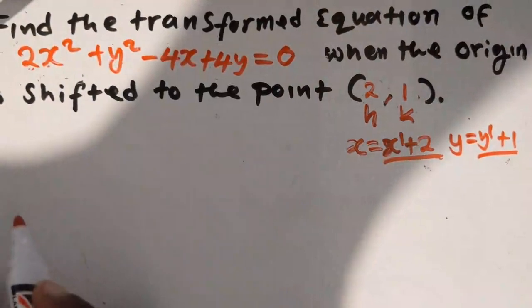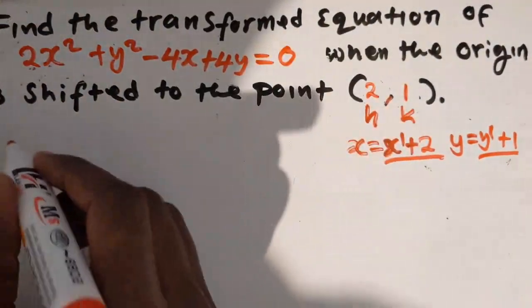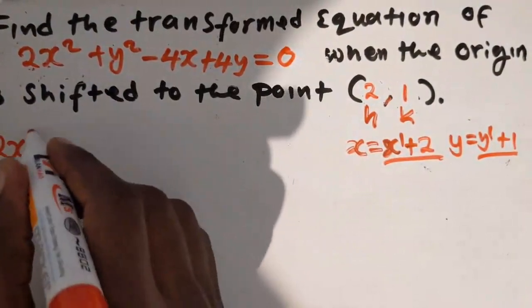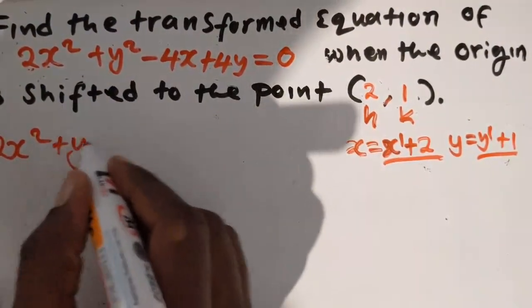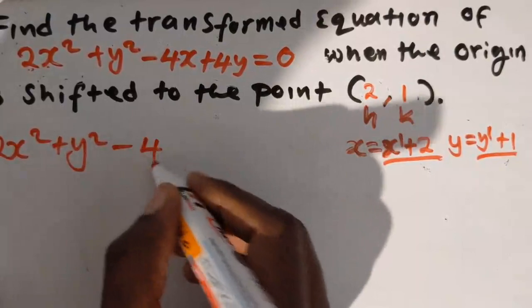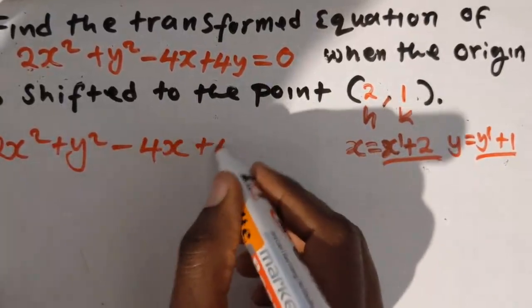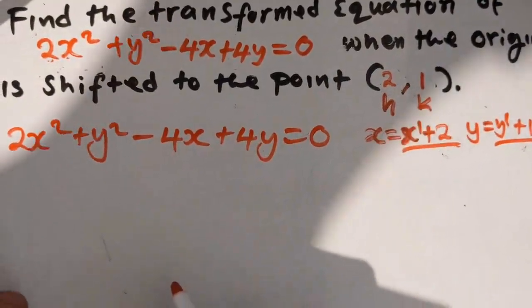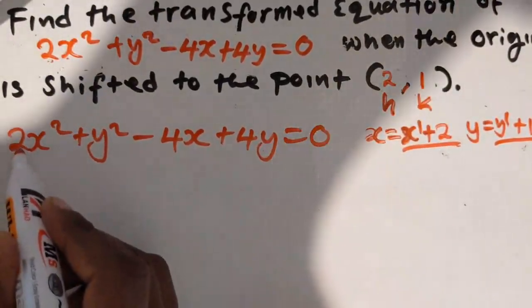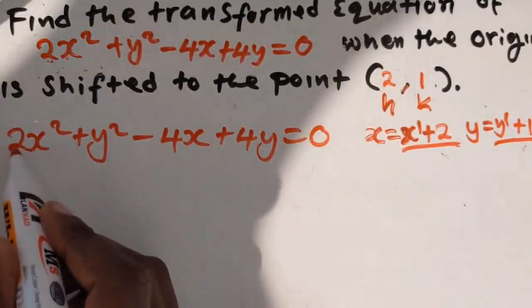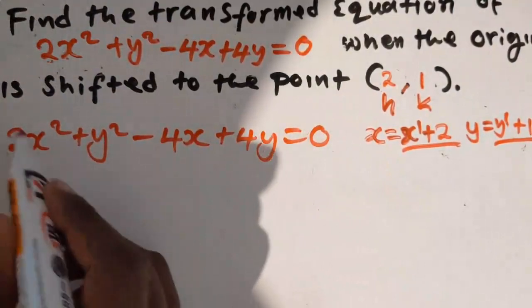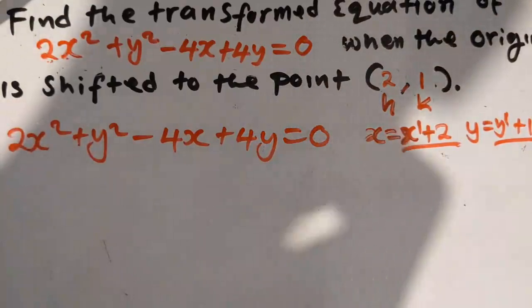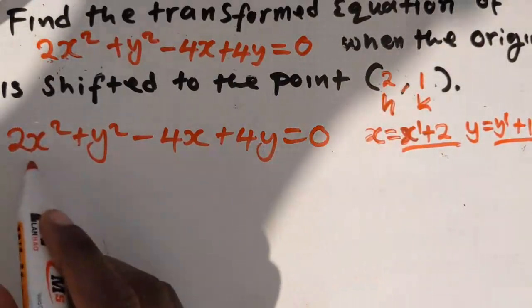So now here is where you need to be careful. So this is the equation. Let me just copy the equation. So this is 2x squared plus y squared minus 4x plus 4y equal to 0. So that is the equation. You need to be careful when you see something like this. This is where a lot of students make mistakes. Okay, so when you look at something like this, it is so dangerous if you won't get this point here.